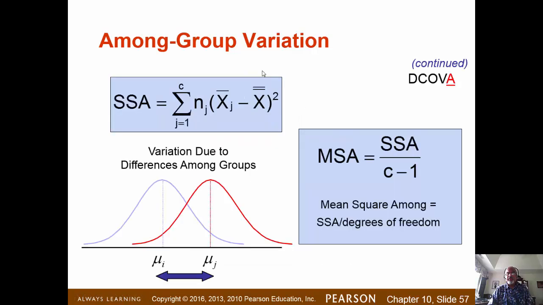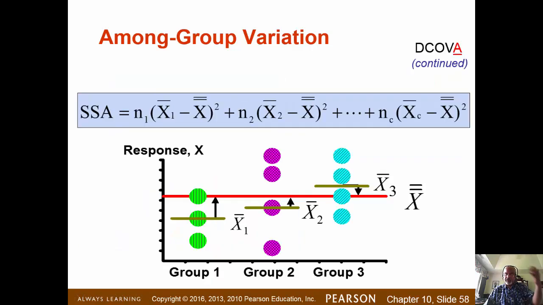And then, when you take that SSA and divide by C minus 1, the number of groups minus 1, which is the degrees of freedom among the groups, what we get is the mean square among the groups. So SSA is a sum of squares; divide by the degrees of freedom and we get the mean square. Now remember, if the different groups are significantly different, SSA will be large and MSA would correspondingly be large as well. Otherwise, it will be small.